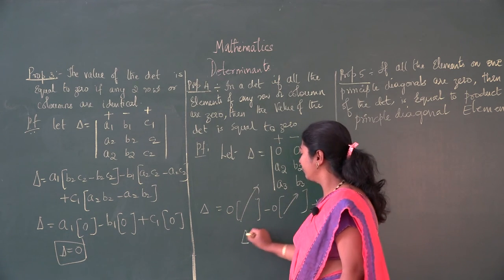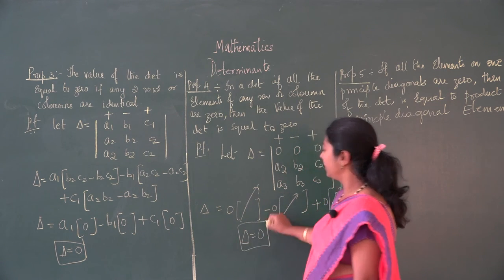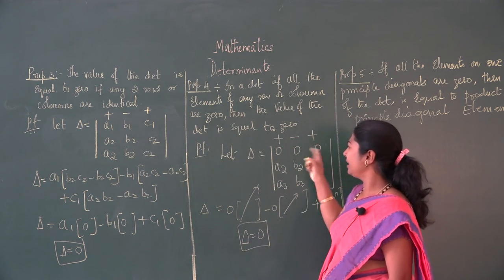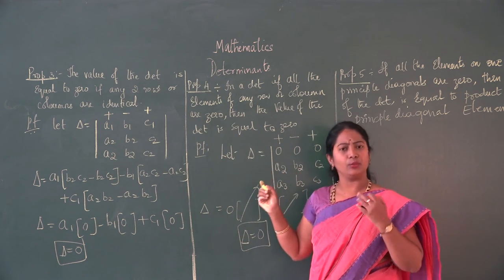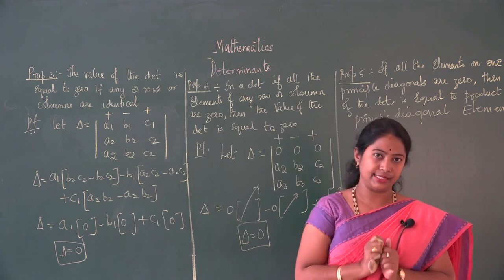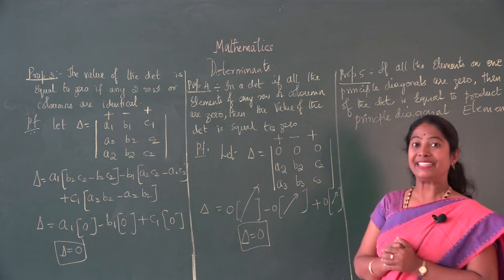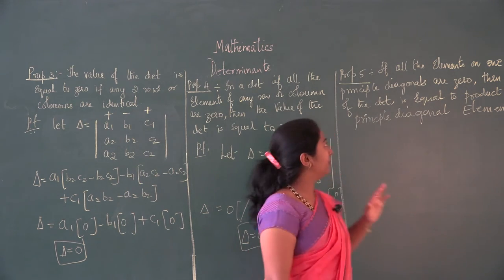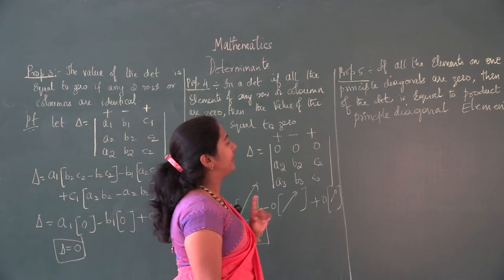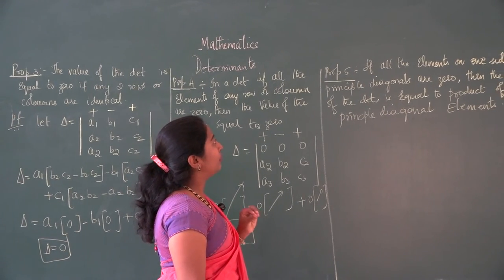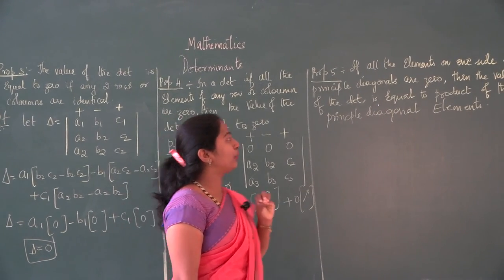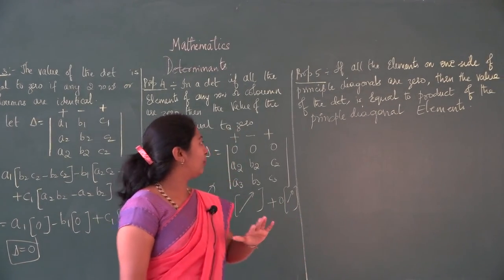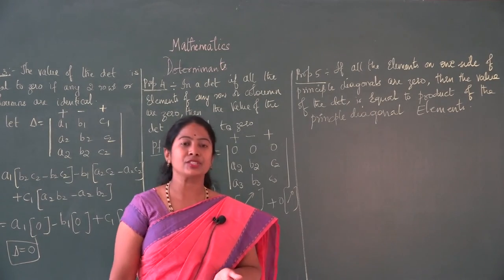So what will be the value of the determinant? The value of the determinant will be 0, which means if all the elements of any row or any column are 0, then the value of the determinant tends to 0. Moving on to property number 5: if all the elements on one side of the principal diagonal are 0, then the value of the determinant is equal to the product of the principal diagonal elements. We shall discuss property number 5 in the next session.